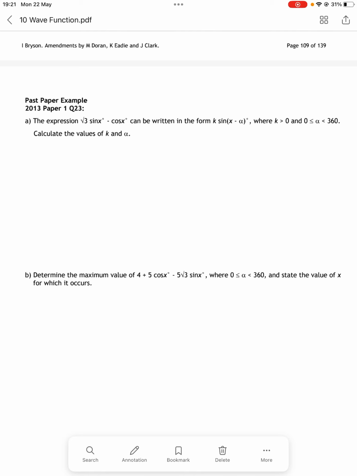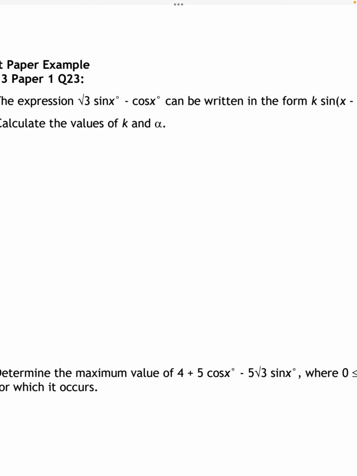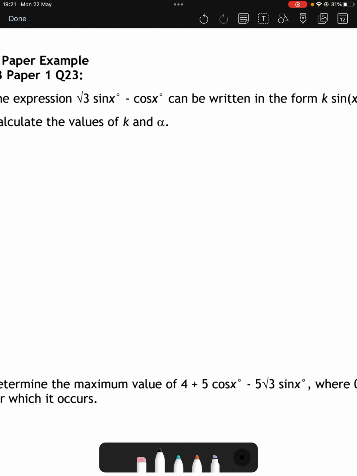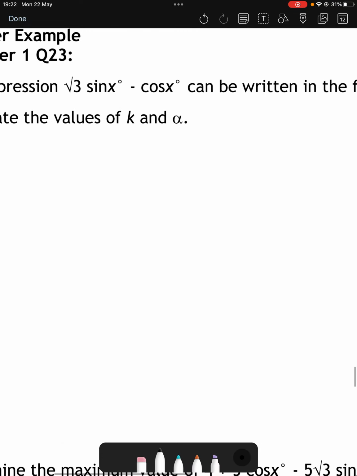Okay, so past paper example. Paper 1, this is question 23. It's an expression that can be written in that form. Wave function stands out a mile off. And then we've got wee part B. So wave function used to be worth 4. Quite often it's worth 3 now. It really just depends, but it's kind of been 3 as of late.